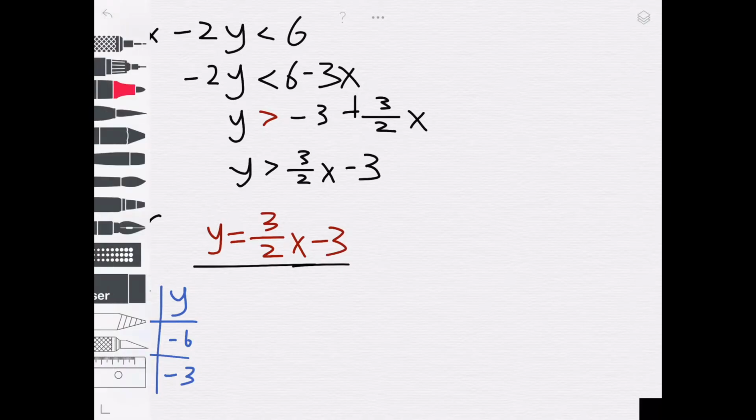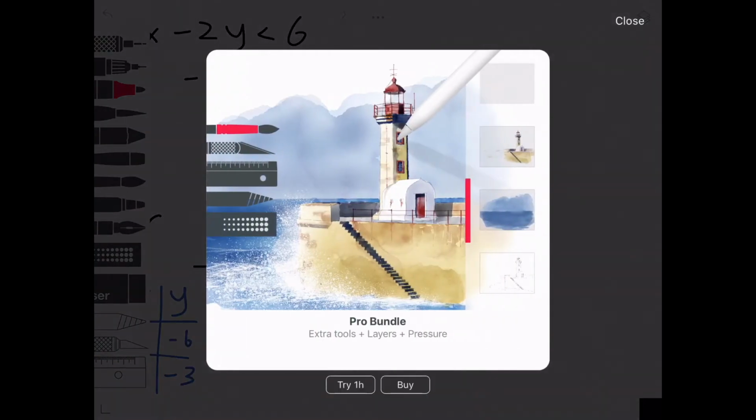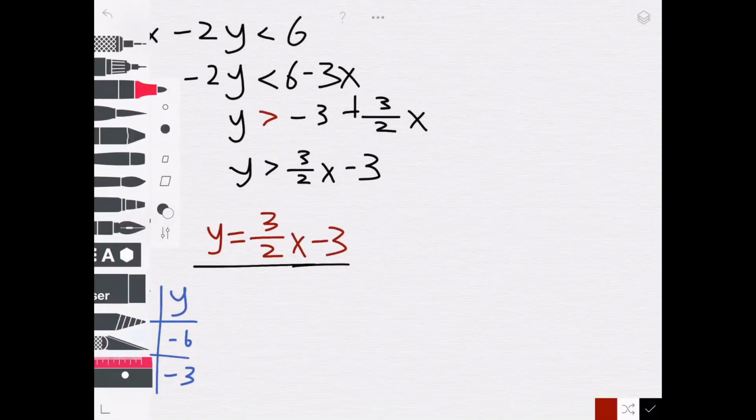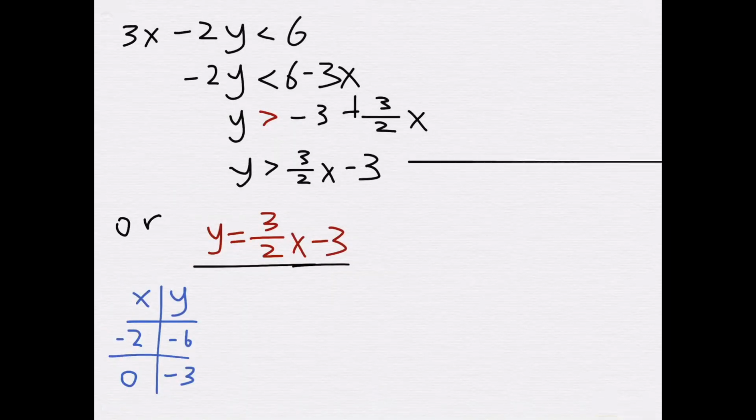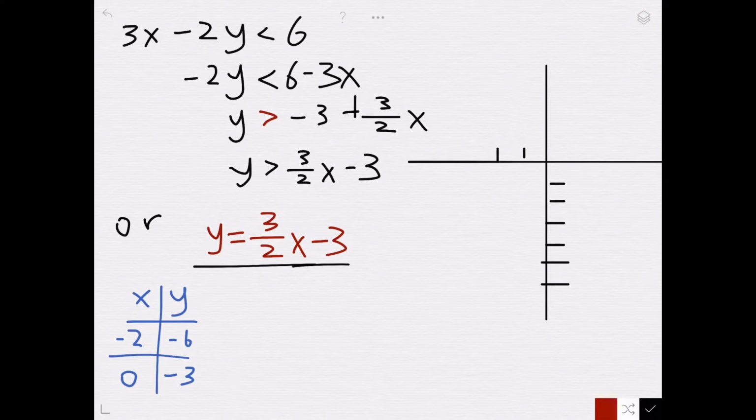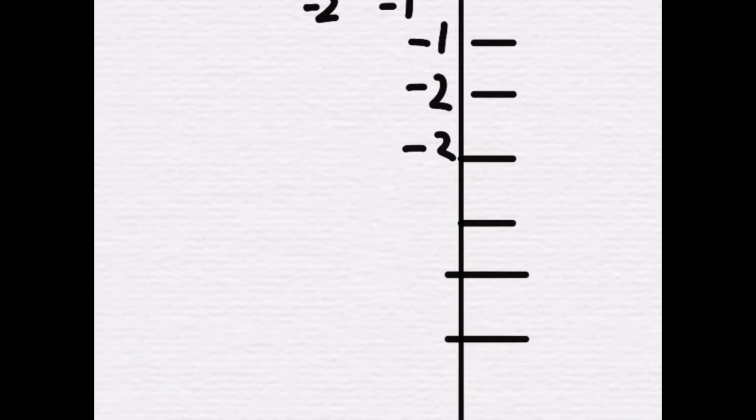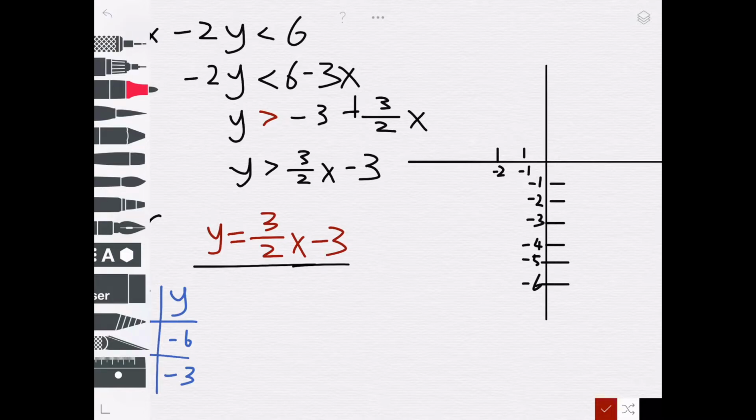The next step is to graph it. Let me get a ruler. Okay. Alright. Label it. Let me zoom in so I could get the number on it. -4, -5, -6. Okay, let's plot the points.